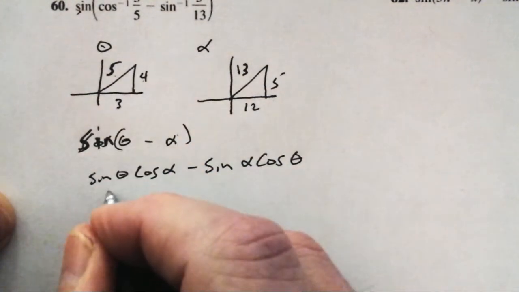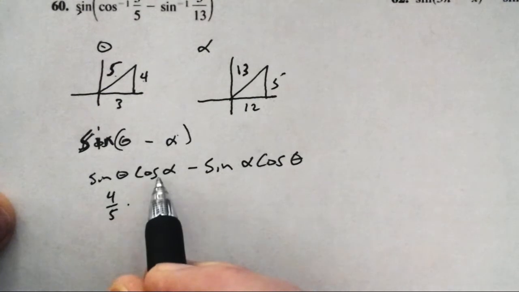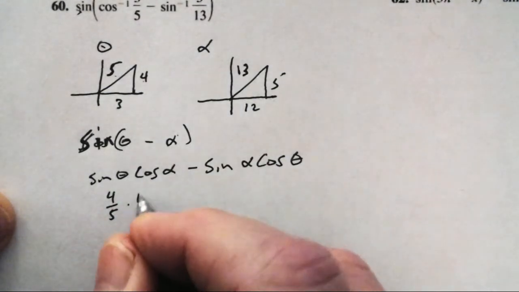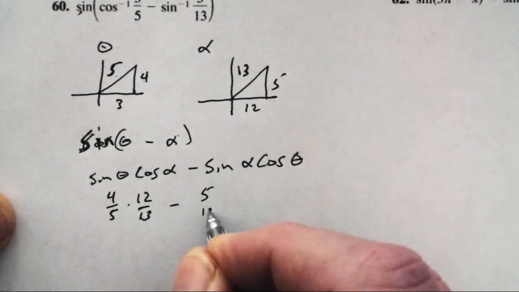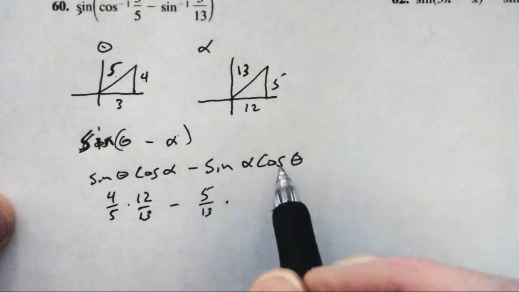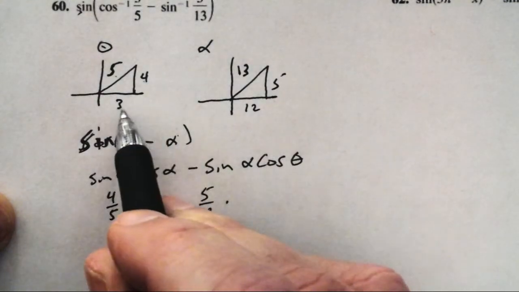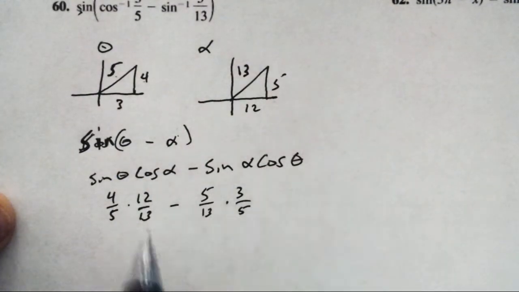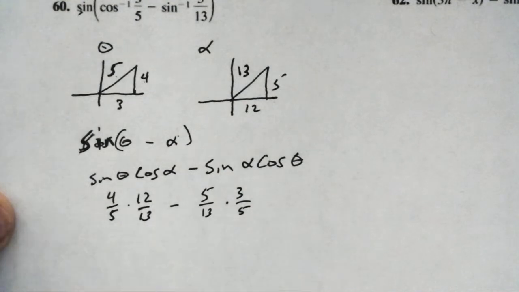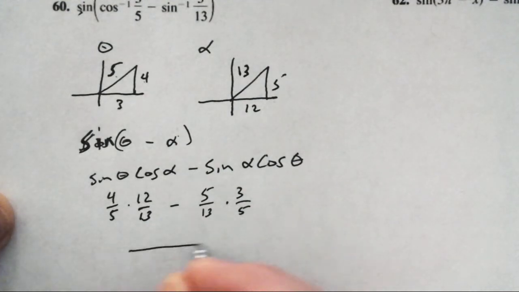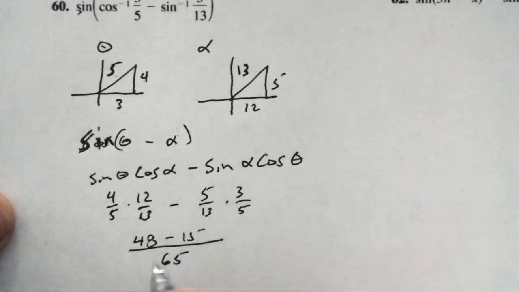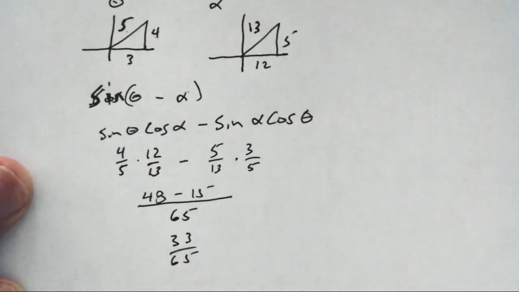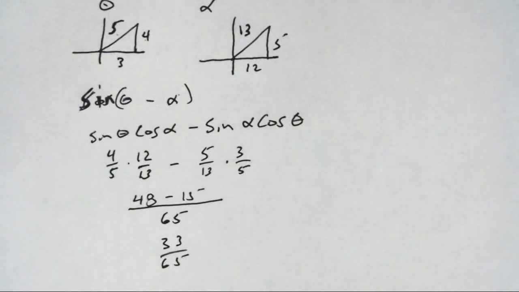All right, so sine of theta is 4 on 5 times cosine of fish, 12 on 13, minus sine of fish, 5 on 13, times cosine theta, 3 on 5. Now it's worth taking a moment just making sure all of those are different entries. But anyway, we do get that least common denominator, 65, and I get 48 minus 15, or 33 on 65, which sounds like a familiar one maybe from yesterday's work.